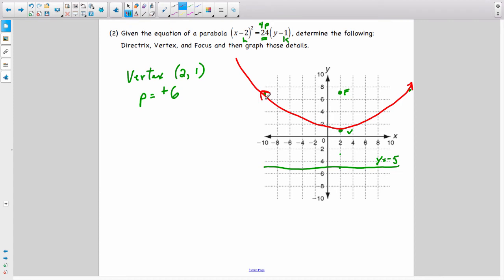Recall that when we do these graphs and we're sketching them, I just thought it would be a good idea to go to the focus and move to the right and to the left the same distance that the focus is away from the directrix, because that's the definition of a parabola. These points should be equidistant. Okay, very good. So that's that. Let's try the next one.